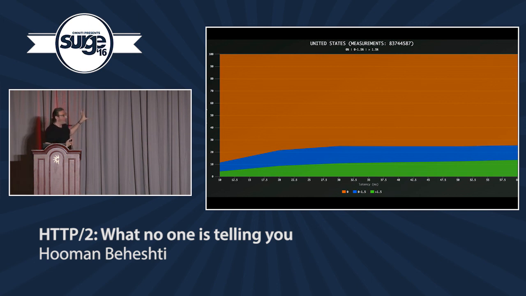What you're seeing here is the orange band is the percentage of requests that experience 0% packet loss. The blue band is the percentage of those requests that experience 0 to 1.5% packet loss. And the orange band is the percent of requests that experienced more than 1.5% packet loss. So roughly 20% of these requests, and this is a sample of requests with 100 packets or more, about 8 million requests, experienced some level of packet loss.